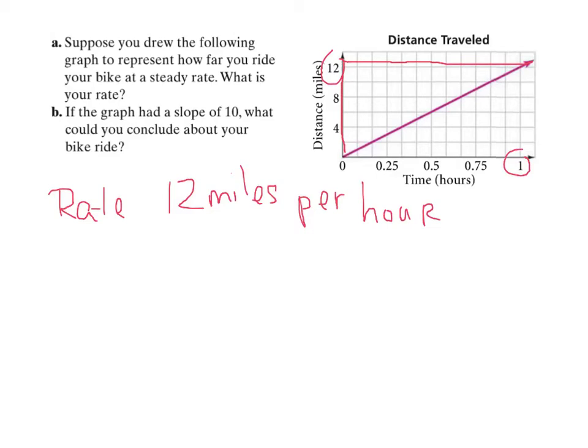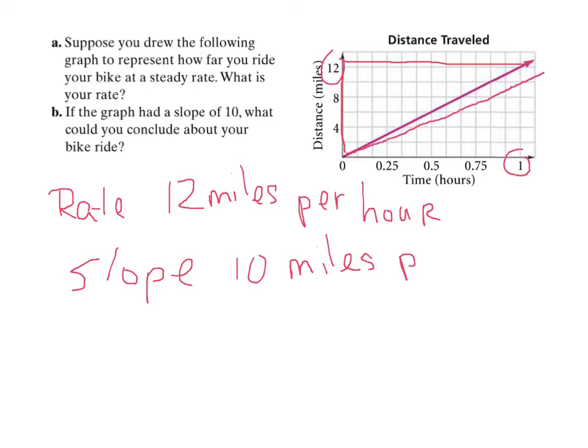Now, if the graph had a slope of 10, what can you conclude about your bike ride? It means that I would have to go slower. So if I had a slope of 10, and again, remember that rates and slope are the same thing. So rate of change and slope are equivalent. If I had a slope of 10, that meant that I went actually 2 miles per hour slower. So it would actually come down a little bit less, and it would look something like that. So I would conclude that I actually went a little bit slower in that situation.